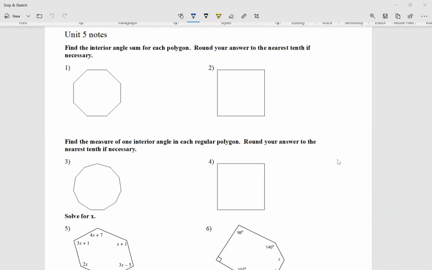Okay, Unit 5, we're going to start Unit 5 with polygons. Now, polygons basically means a figure that has many sides, right? Poly means many, gon means sides. We talked about the names before. But now we're going to talk about the angles on the inside.